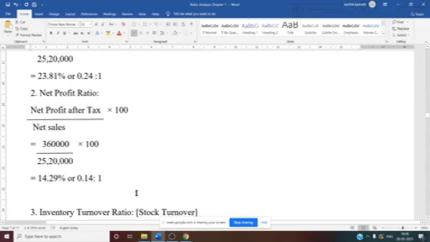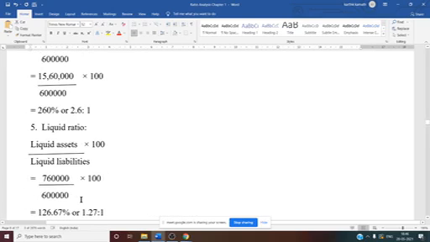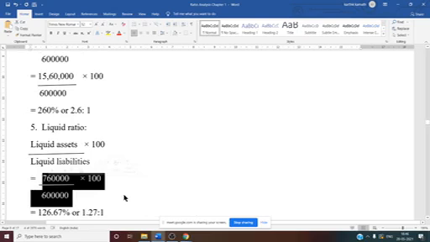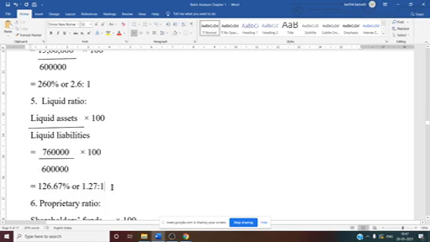So the same thing we need to substitute in the formula here. Liquid ratio: liquid asset divided by liquid liability into 100. 7,60,000 divided by 6 lakh into 100. That is 126.67%, or else 1.27:1. That is your answer.